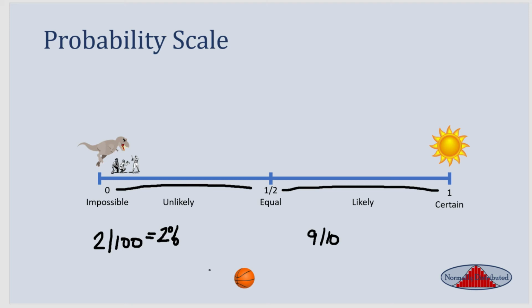So he has a 90% chance of hitting a free throw whenever he goes up to shoot. And so that makes Steph Curry hitting a free throw a very likely event. So let's go ahead and put that basketball right around there. And that's how probability works. And that's what the scale of 0 to 1 means.